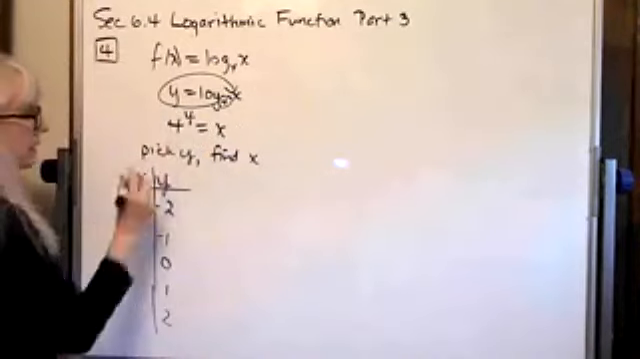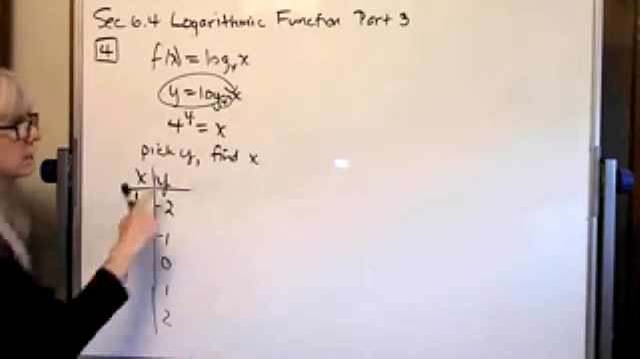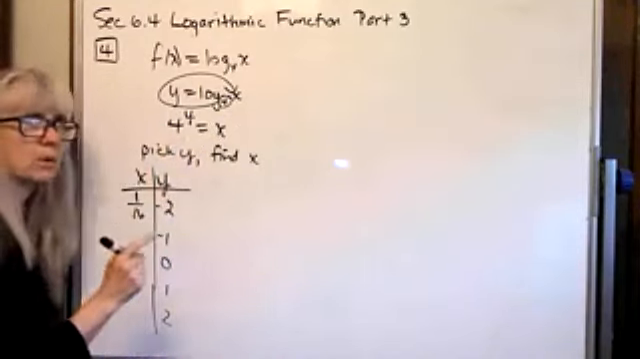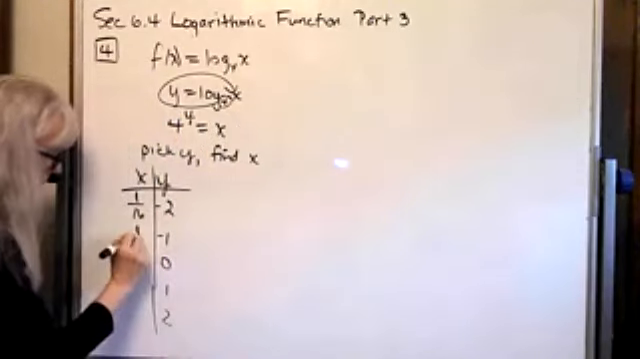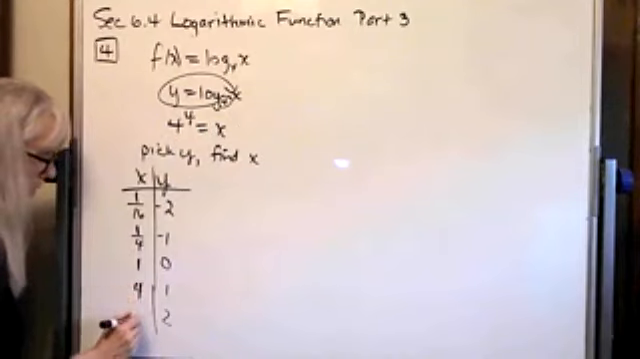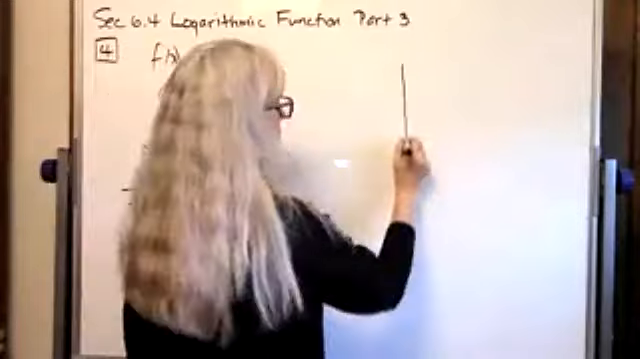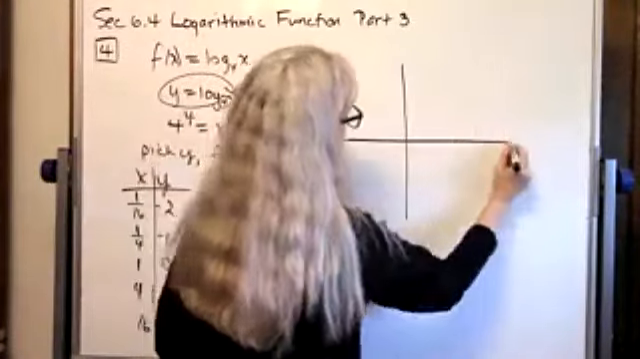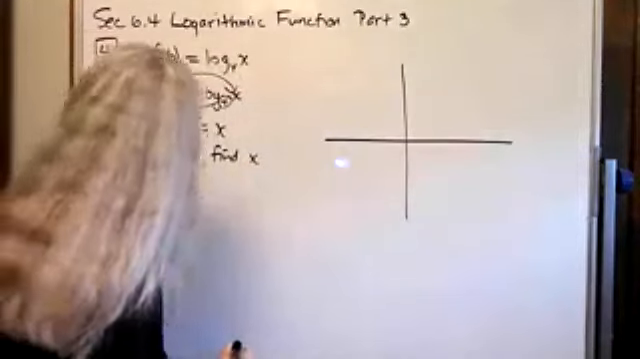When you plug in a -2, 4 to the -2 is 1 over 4 squared, that's 1 over 16. Plugging in -1, that would be 4 to the -1, which is 1 over 4. 4 to the 0 power is 1. 4 to the first power is 4. And 4 squared is 16. We've already graphed one of these, but we did it from the exponential idea. So we're going to graph it from this point of view.